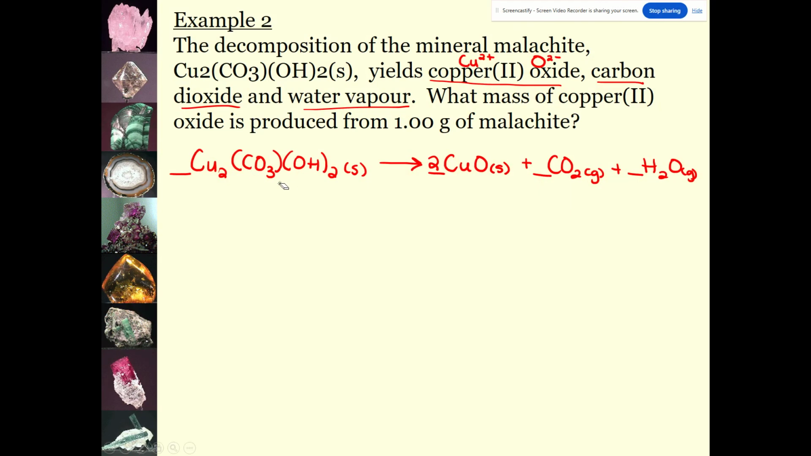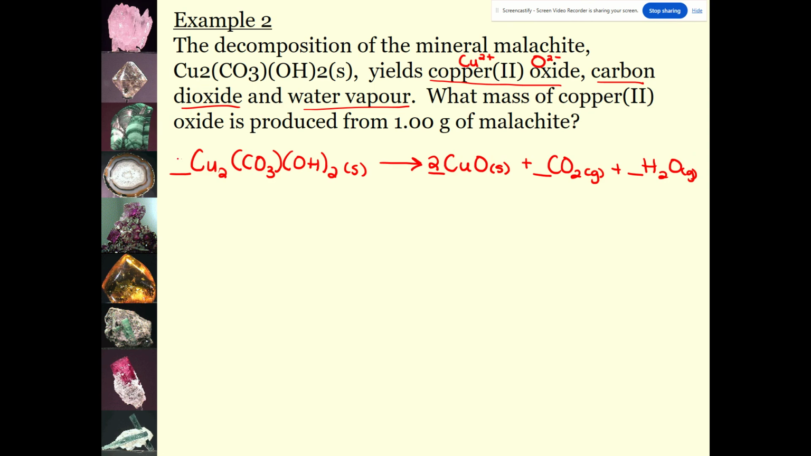Oxygens, I have 3 plus 2, because this 2 goes with everything in the brackets. So I have 5. On my product side, I have 2 plus another 2 plus another 1. So that's 1, 2, 3, 4, 5. So those balance. This is a good question to practice balancing. And then my hydrogens, again, this 2 goes there. So there's 2 hydrogens and 2 hydrogens. So putting the 2 in front of the copper 2 oxide was all I needed to do to balance it.